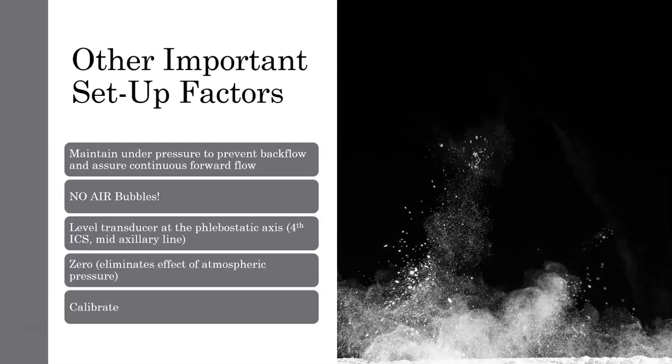And then we want to zero it. By zeroing our CVL, A-line, all of that good stuff, if it's connected to something, it eliminates the effect of atmospheric pressure, okay? So it basically takes out that atmospheric pressure and gives us what we need to know. And then we want to calibrate it. There's a way to calibrate and set it up on the monitor, and every monitor is a little bit different. When you guys do ICU rotations this summer, we can look at that.